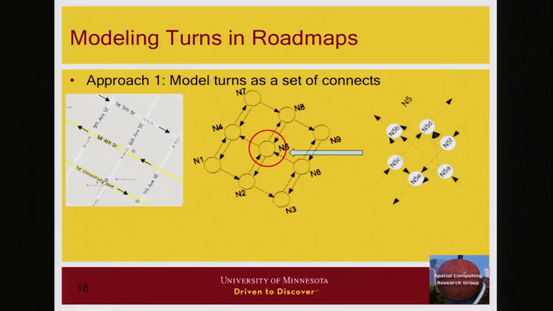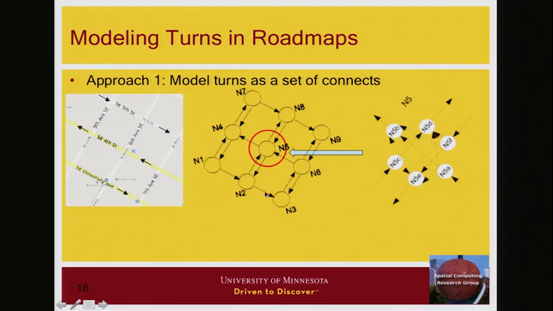Okay, and in that graph, you will have many extra edges modeling all possible turns. So in this graph, let's say you are going on this one-way, going up here, then this will allow you to turn in different directions. You can take a right turn, and you can take a left turn.